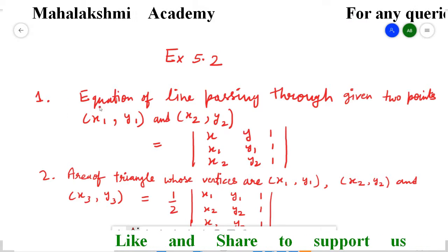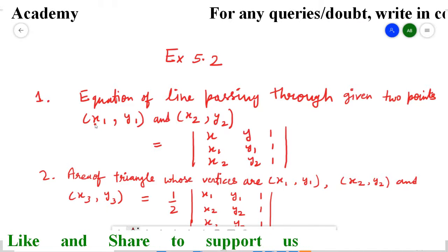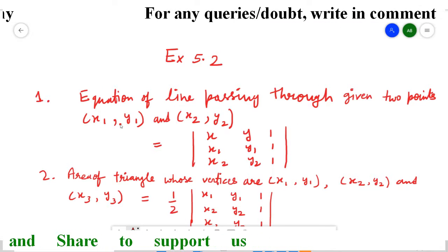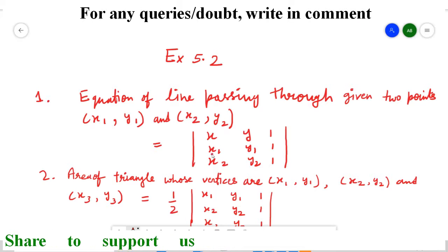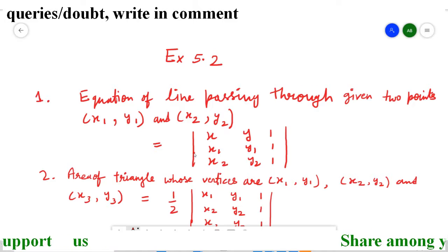The first formula is the equation of a line passing through 2 given points, whose coordinates are available to us as x1, y1, x2, y2. Then the equation of the line is going to be this. So it's a determinant form of the equation of a line.